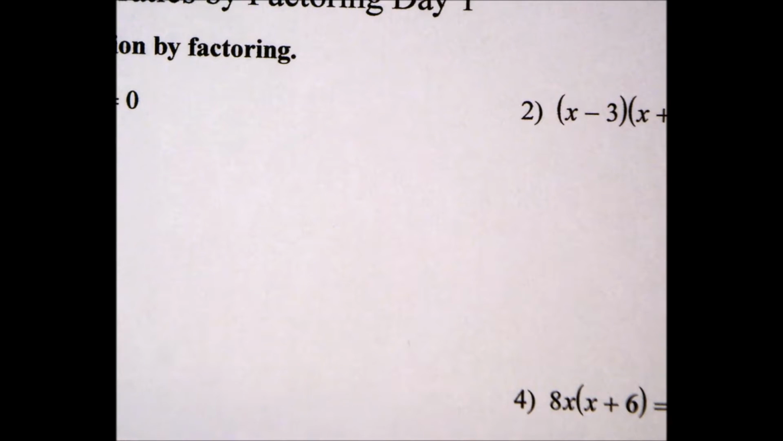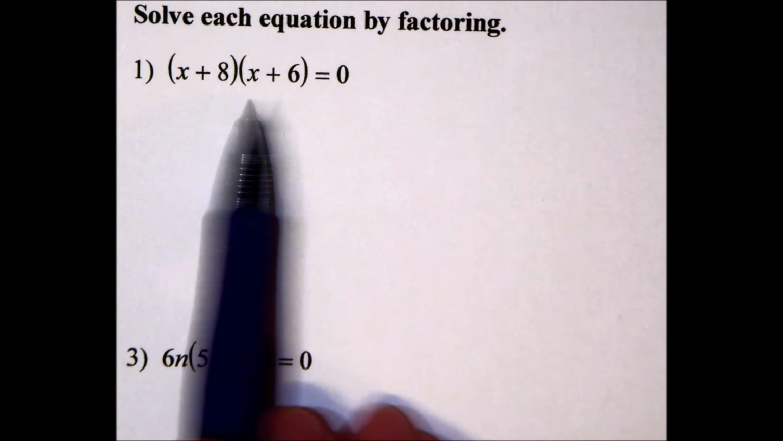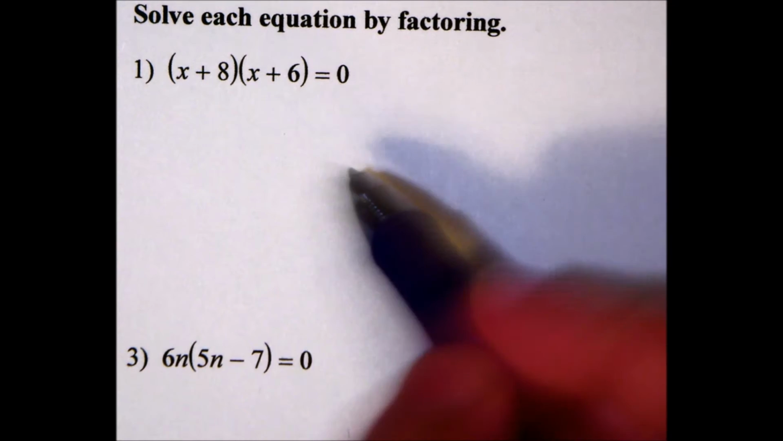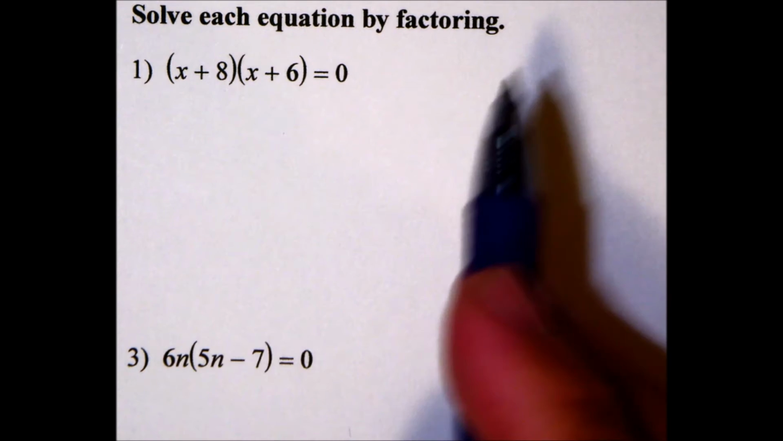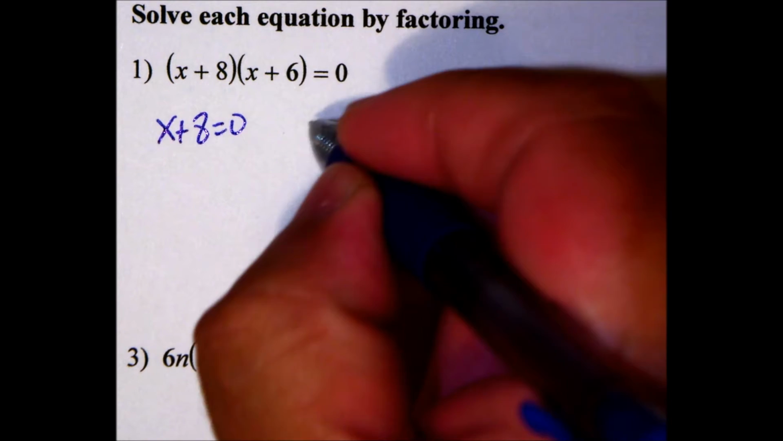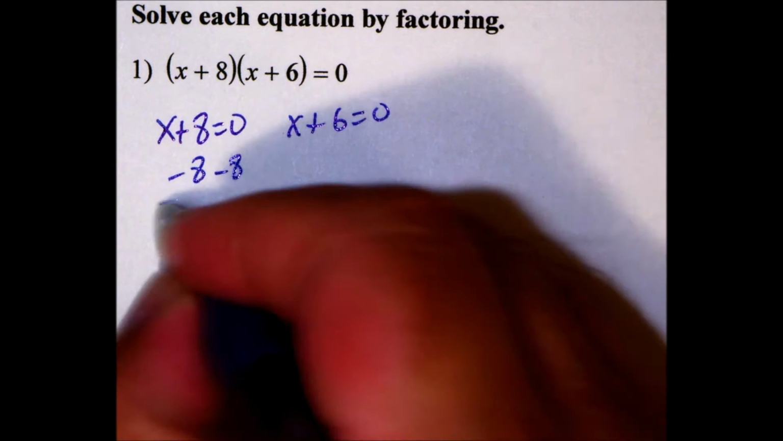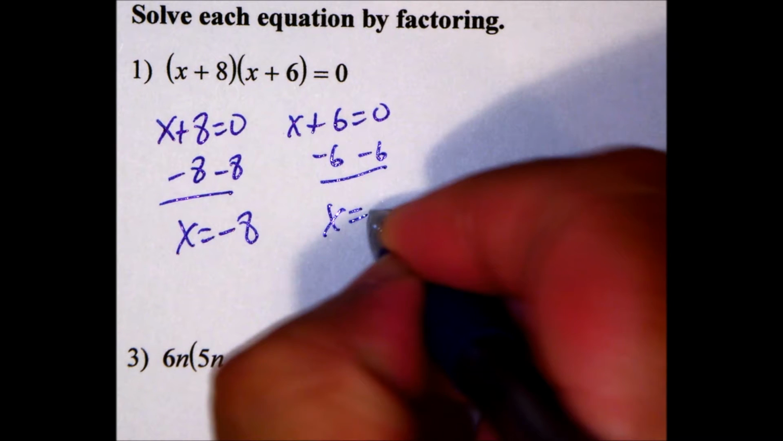So these problems are based on this idea that I have something times something else equaling 0. That means one of these has to be 0, or either one can be 0. And what we're going to do is set each factor equal to 0. What does that look like? It looks like this. x plus 8 equal to 0. x plus 6 equal to 0. And then we're just going to solve them separately. So subtract 8, I get x equals negative 8. Subtract 6, so I get x equals negative 6.